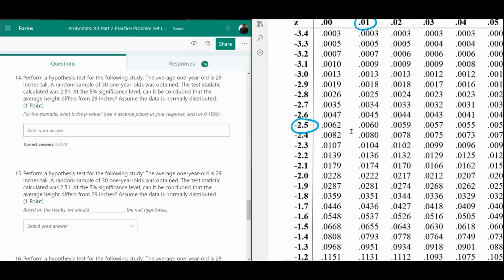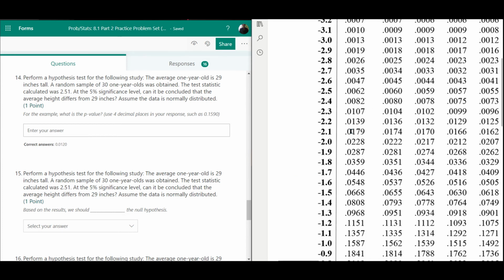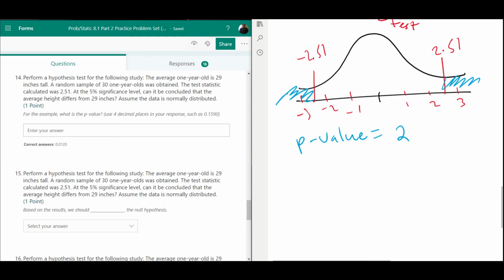So we have negative 2.51, so that's my area, 0.0060. All right. So this is 0.0060, which means that this is also 0.0060. So I basically got to double that p-value. So I got to double it because I got two of those areas.